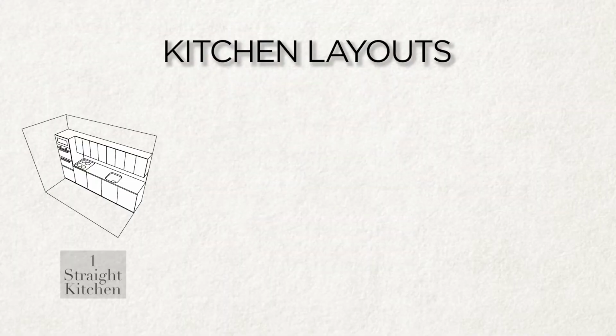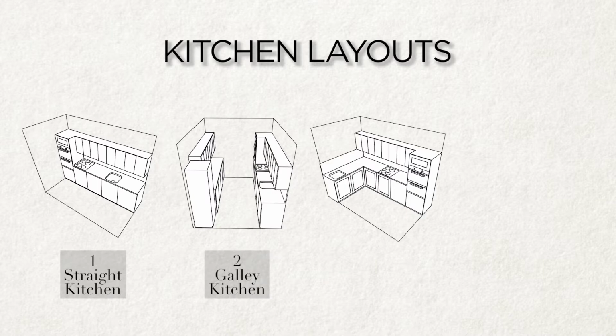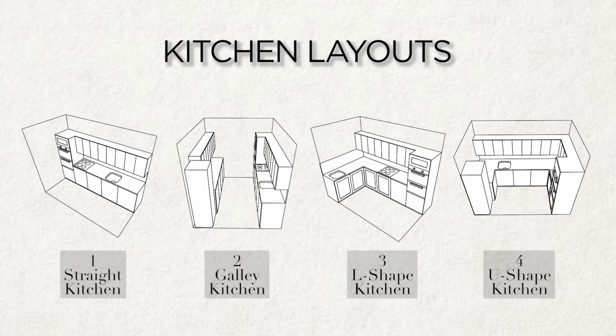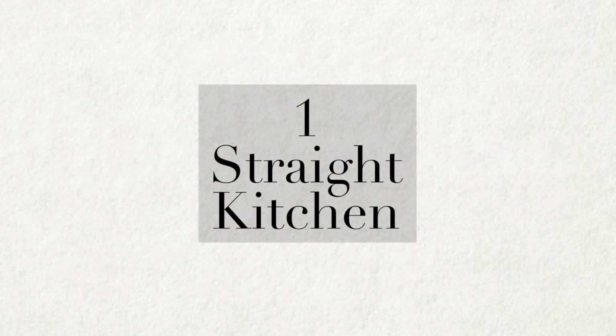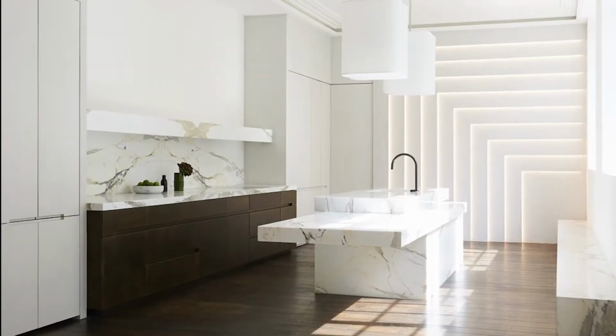There are 4 typical layouts in plans for kitchens. Each one works well or less well depending on the space of the home or the room in plan. Type 1, the straight kitchen. This is the simplest kitchen layout.